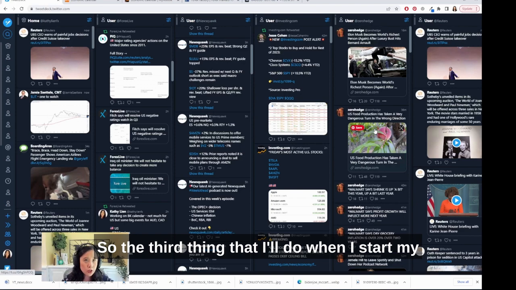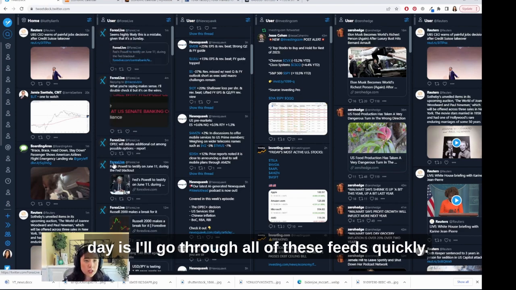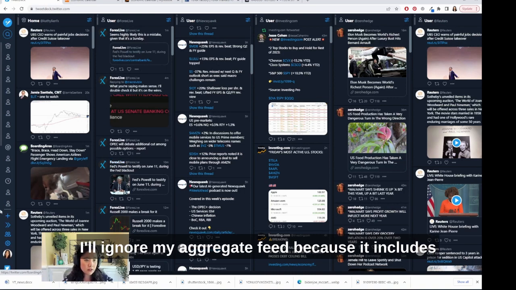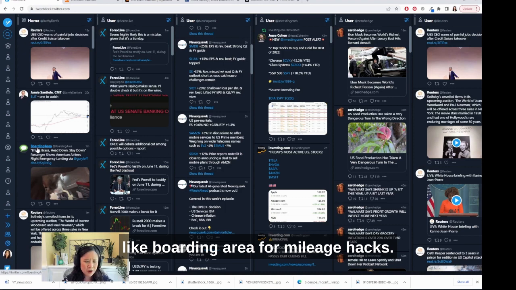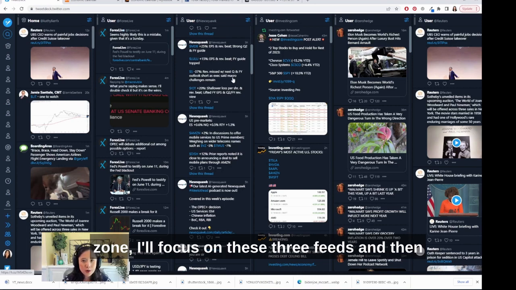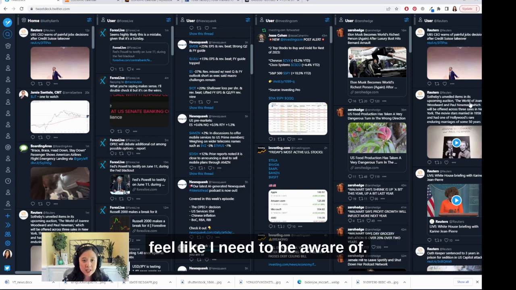So the third thing that I'll do when I start my day is I'll go through all of these feeds quickly. I'll ignore my aggregate feed because it includes a lot of stuff that I follow, like BoardingArea for mileage hacks. And I'll just focus when I'm in my trading zone. I'll focus on these three feeds and then Reuters to get my top news headlines that I feel like I need to be aware of.